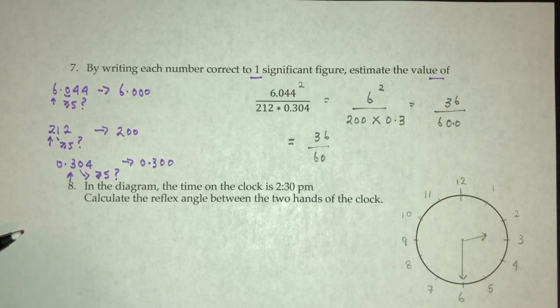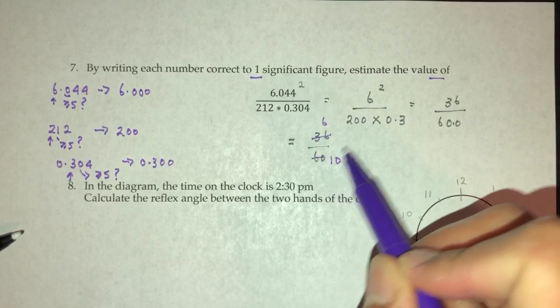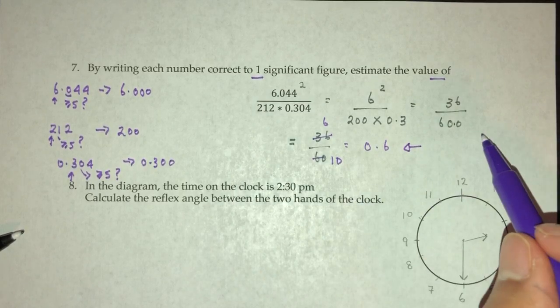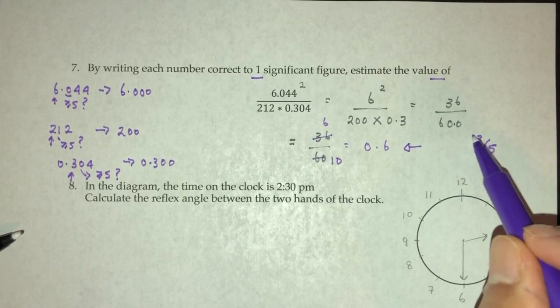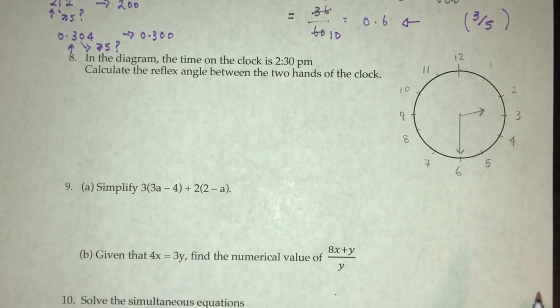So how can you simplify this? We can divide by 6. You have 6, you have 10, and that will be 0.6 as your answer. Or you can give your answer as a fraction, 3 over 5. Up to you, right? Now let's move on to question number 8.